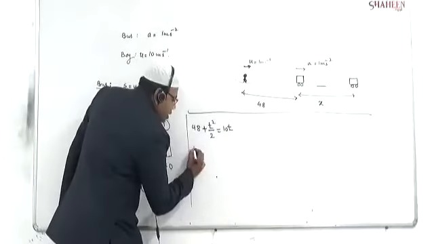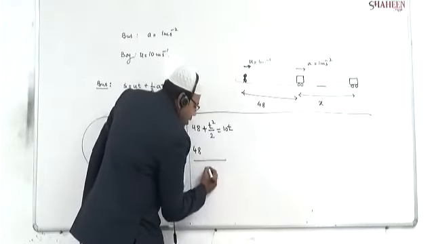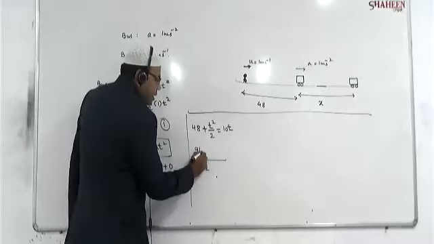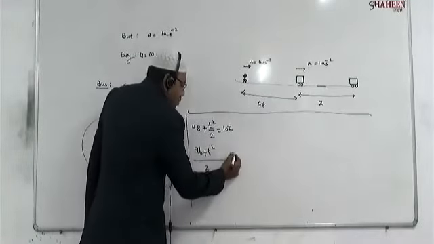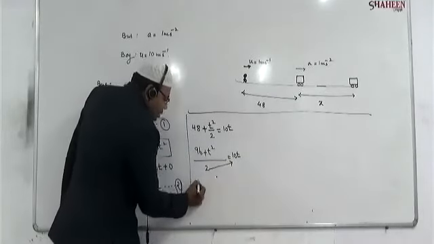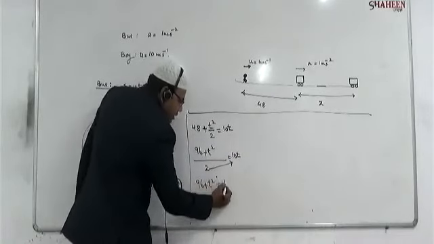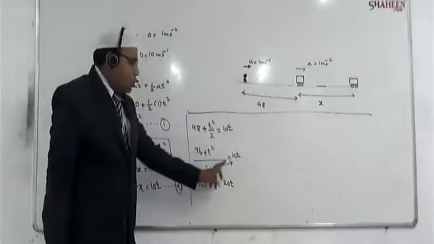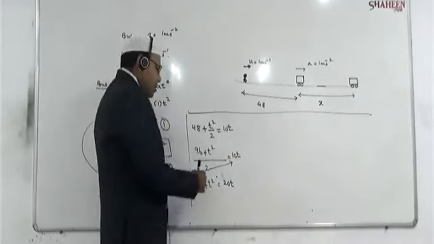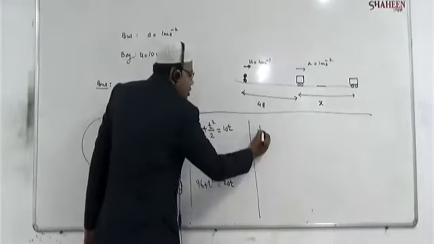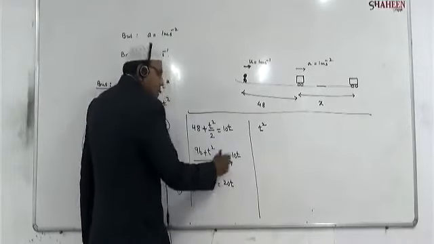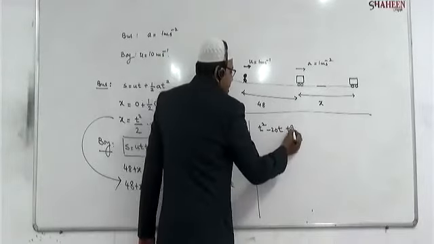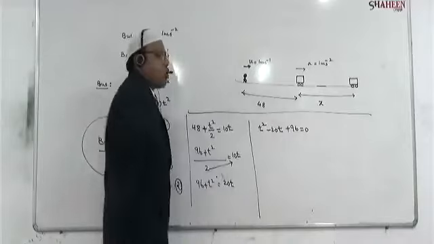Just solve it and see what we are getting. I am taking the LCM, 2. 2 into 48 is 96, plus t square is equal to 10t. Now I cross multiply, so this will become 96 plus t square is equal to 20t, 2 into 10. Now take 20t to this side, so t square minus 20t plus 96 is equal to 0. So this is the quadratic equation.